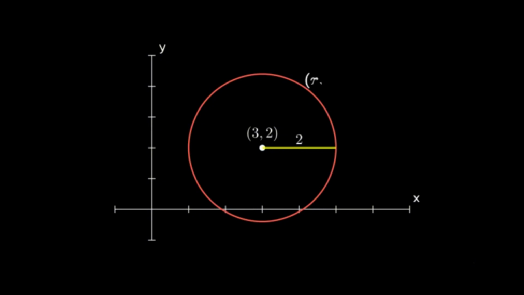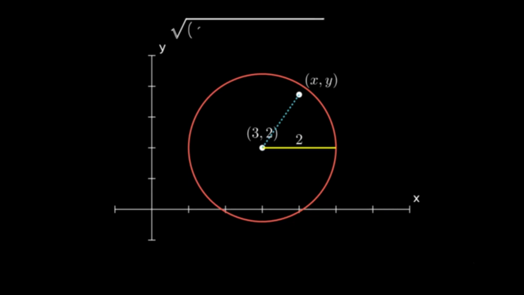Now, let's consider any arbitrary point on the circle and call its coordinates x and y. These variables will represent all possible points that lie on our circle. Here's the key insight. For any point on the circle, the distance from that point to the center must always equal the radius. This constant distance property is what we'll express mathematically.